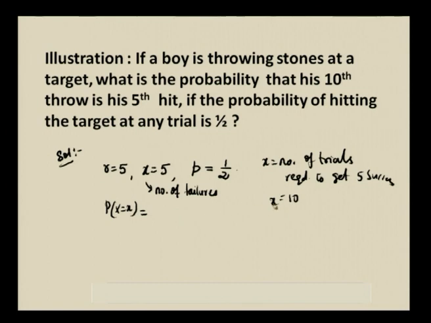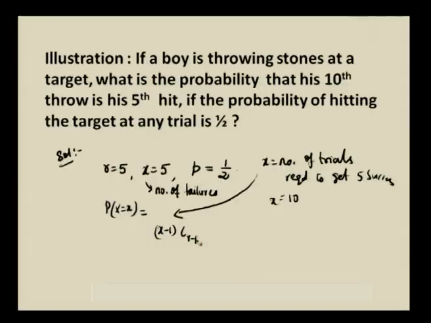In this format, the probability mass function, if x is representing the number of trials, then I should use the second format of negative binomial distribution, that is x minus 1 C r minus 1 p power r q power x minus r. What is x here? X is 10, we shall use this. Here x is representing number of failures, then x is equal to 5. If x is representing number of trials required to get 5 successes, we shall take x is equal to 10, we will stick on to that.